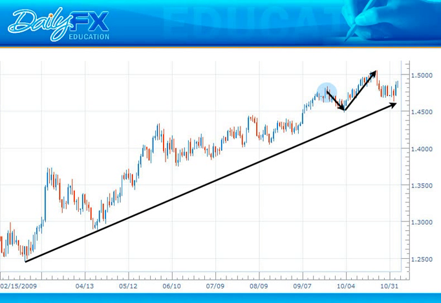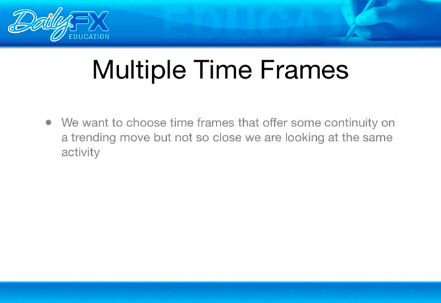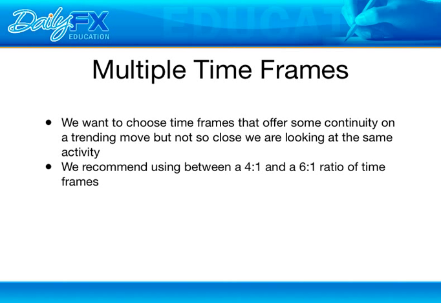We recommend looking at a longer time frame chart to determine the trend, and then move down to the smaller time frame chart to find a trade in the direction of the longer term time frame. We want to choose time frames that offer some continuity on a trending move, but not so close that we're looking at the same activity. We recommend using between a 4:1 and 6:1 ratio of time frame. As examples, consider the following.